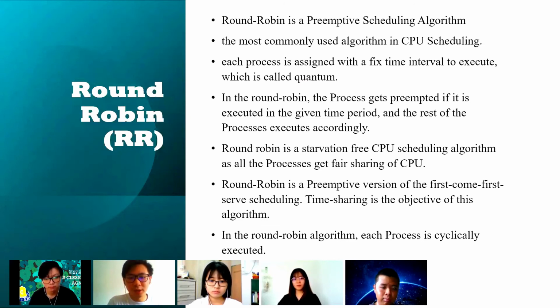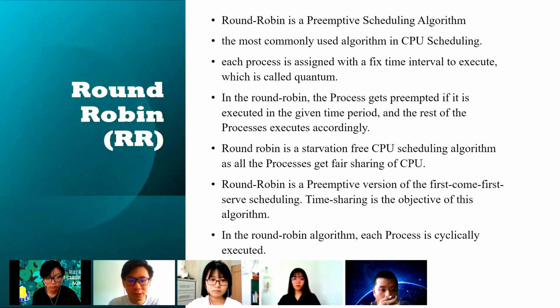Secondly, it is the most commonly used algorithm in CPU scheduling. In concept, each process is assigned a fixed time interval to execute. It is called the time quantum or time slice. From our project, we assume the time quantum as 10. In round robin, the process gets preempted if it is executed for the given time period, and the rest of the process is executed afterwards.